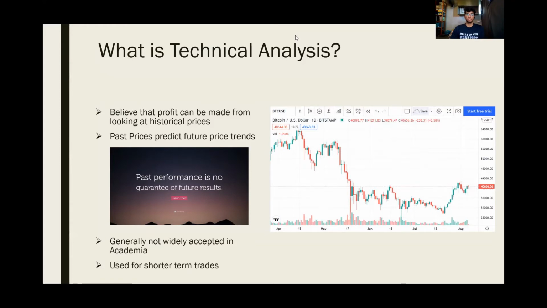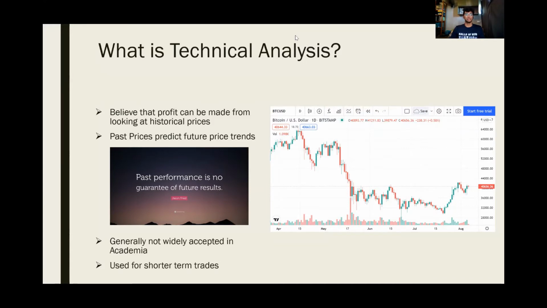But for those of you who are aware of the study of finances or economics, you know that past performance is no guarantee of future results because of other various factors that could come in and complicate things, such as macroeconomic changes in interest rate or government policy or other various unexpected instances that we really cannot predict. So that's one of the key reasons why technical analysis is generally not very widely accepted in academia.